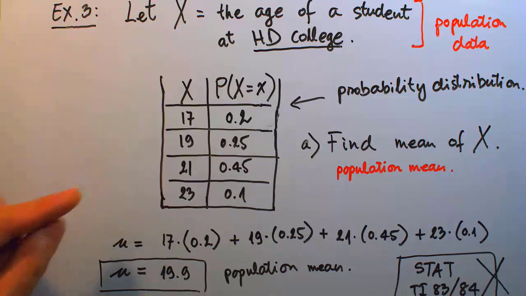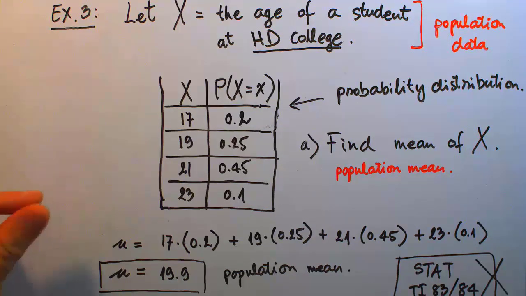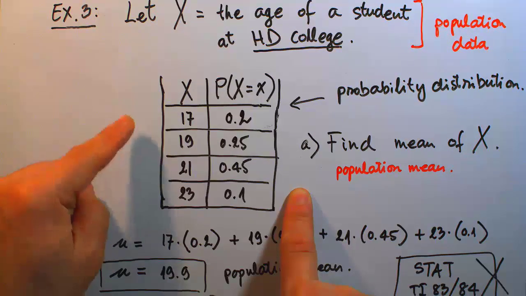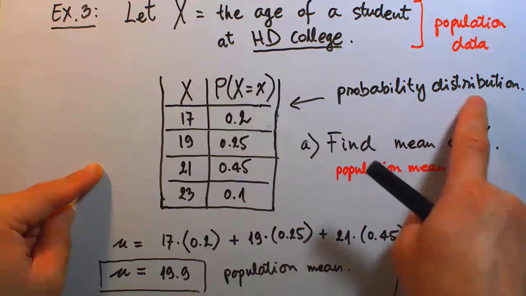The reason is simple. The stats button in your TI-83 and 84 calculator can only find the mean value once you already have the complete list of data and give it to the calculator. But here, we don't have the complete list. What we have is the probability distribution.